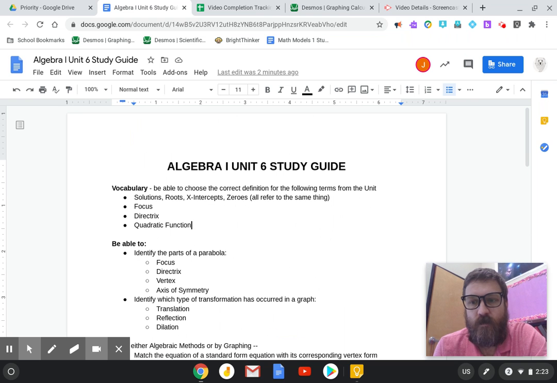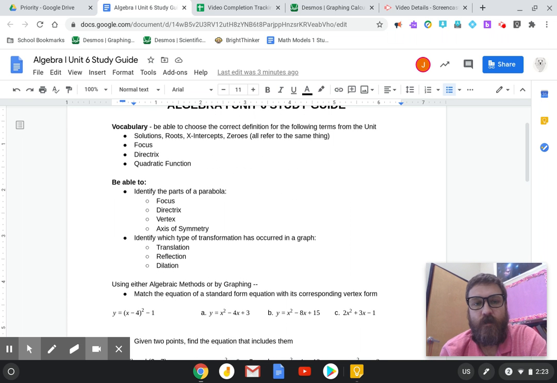First things first is more or less vocabulary. You need to be able to know the definitions to the items you see at the top here: solutions, roots, x-intercepts, zeros. You need to know they all refer to the same thing, and what that is. You need to know focus, directrix, and you need to know the definition for a quadratic function. Also, you need to be able to identify the parts of a parabola.